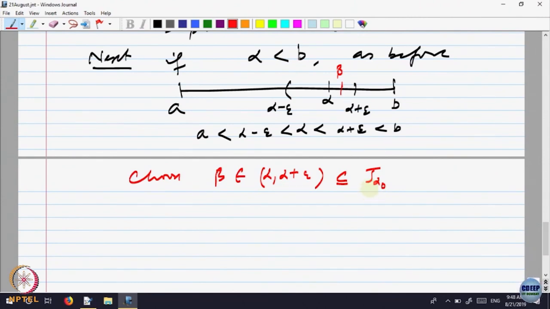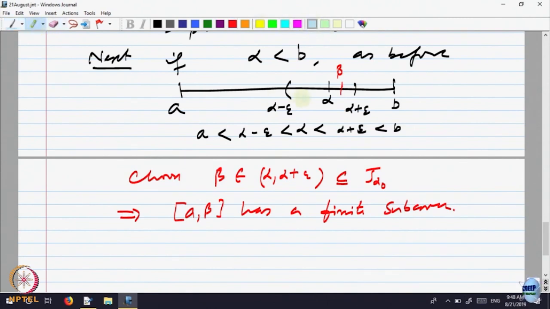Is that okay? So, this implies A to beta has a finite subcover. Is that okay for everybody? Because A to alpha we have already shown has a finite subcover, and beta belongs to this interval alpha minus epsilon to alpha plus epsilon. So, it belongs to this, and that is inside J alpha naught. So, if I put together this one element J alpha naught in the covering and the covering of A to alpha, then I get a new covering which is finite for A to beta.